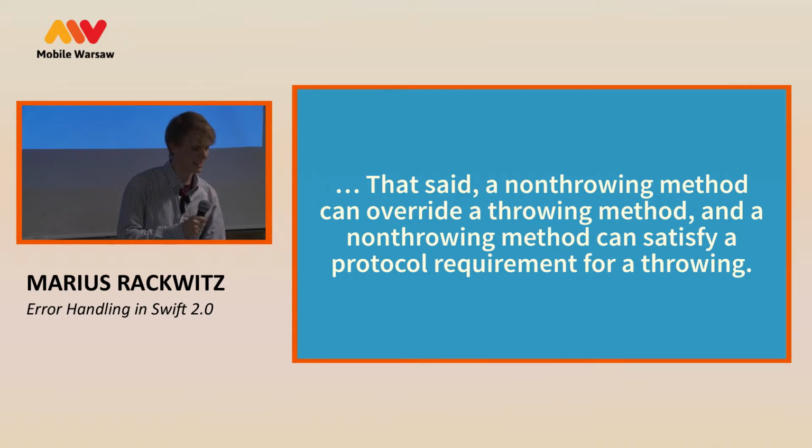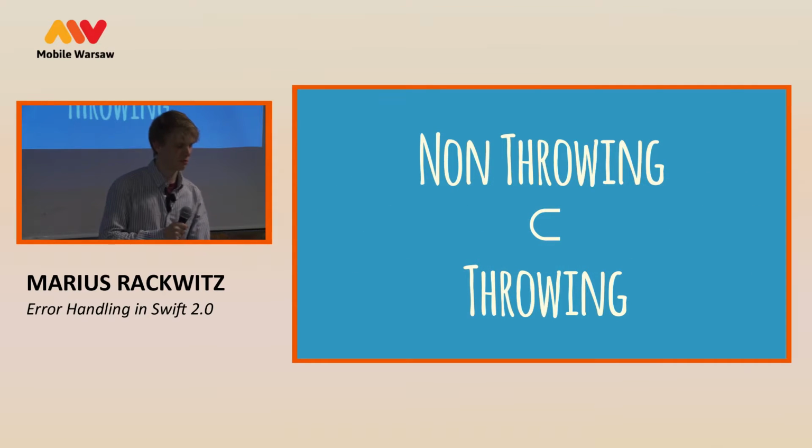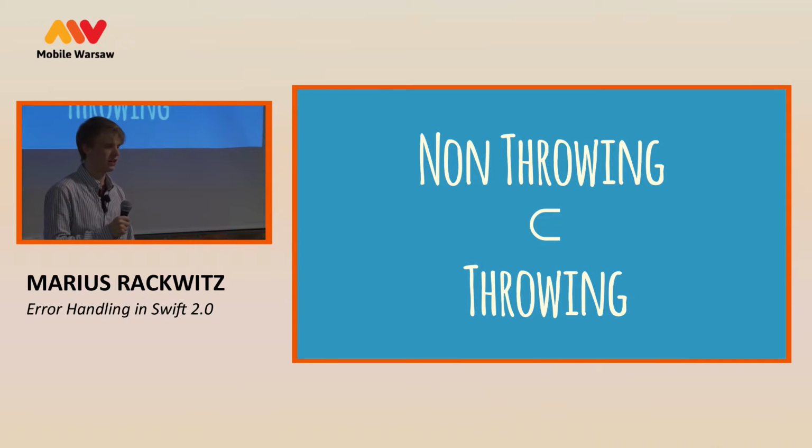On that said, a non-throwing method can override a throwing method, and a non-throwing method can satisfy a protocol requirement for a throwing one. So, anybody want to explain what's going on here? To put it in simple words, non-throwing is a subset of throwing, which means that every non-throwing method is in case also a throwing method, but you don't see it as that, and it can satisfy the protocol requirements for that.